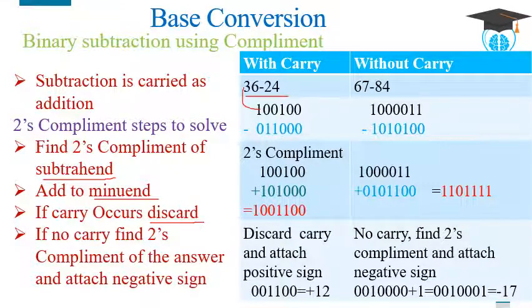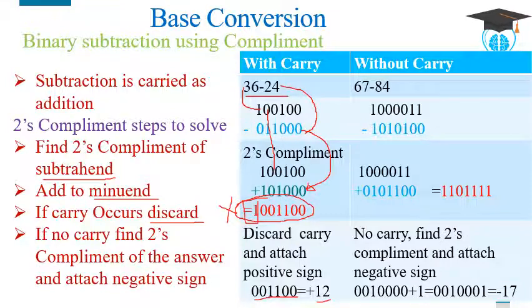Take the binary equivalent of 36 and of 24. 36, you keep as it is. You find the 2's complement of 24, the subtrahend. The 2's complement is nothing but the 1's complement plus 1. Then add these two. You'll get this as an answer, where you get a carry 1. Just neglect that carry, discard it, and whatever is left is the magnitude. That is 001100 is the answer, which is nothing but plus 12.